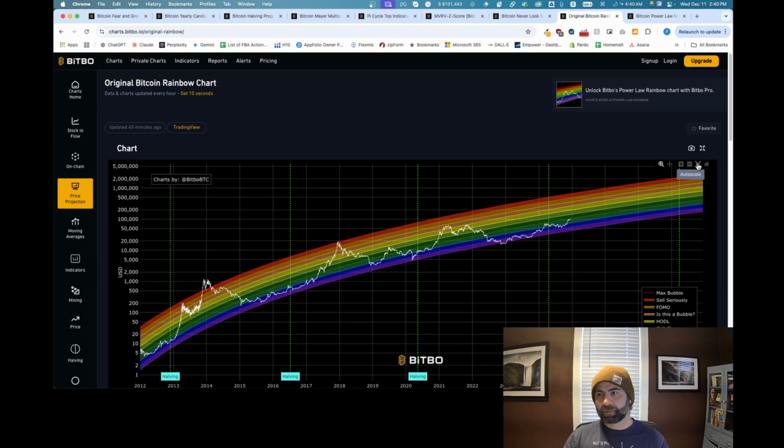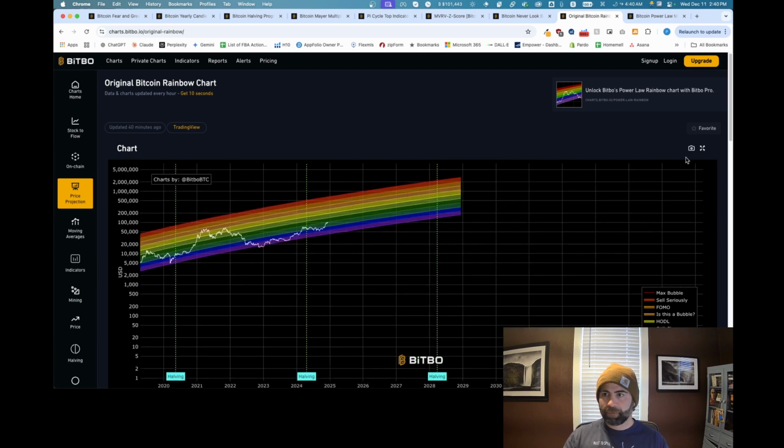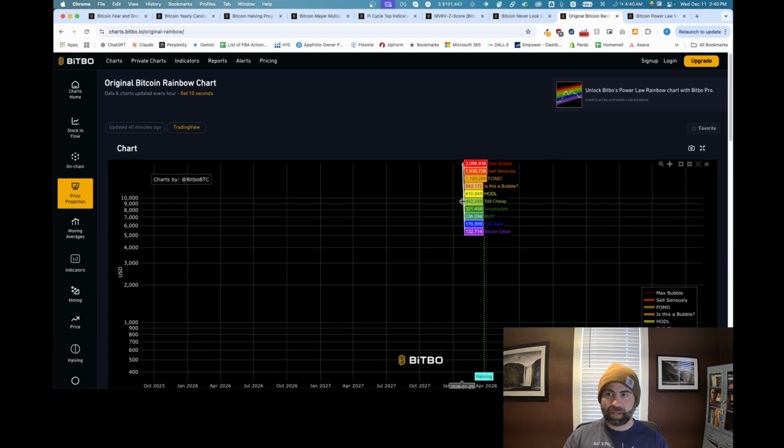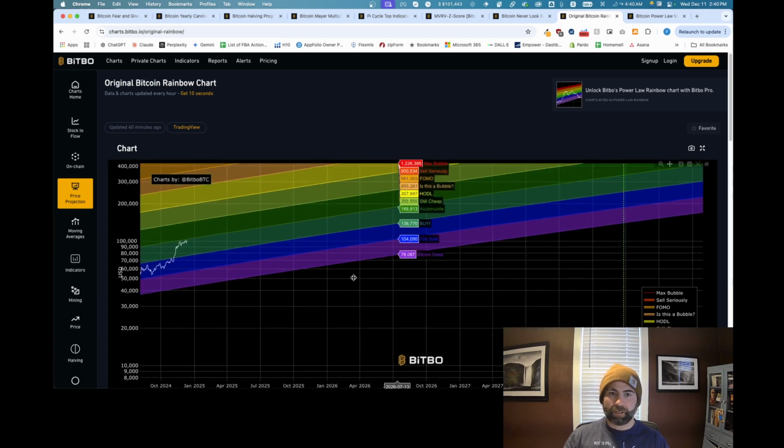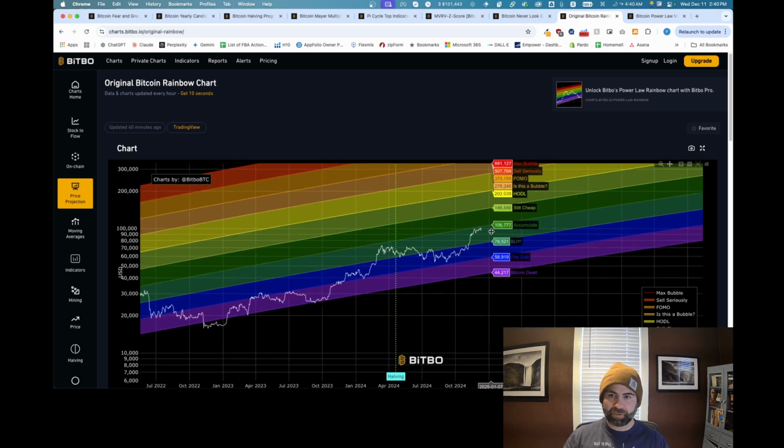So here, let me do this. Let's pan this over here, and then we're going to zoom in. So right now, where are we in the cycle? You can see here, this is in the accumulate zone. And even when we get to, let's say, the $150,000 mark, it's still relatively cheap.